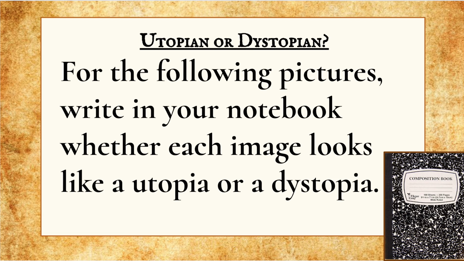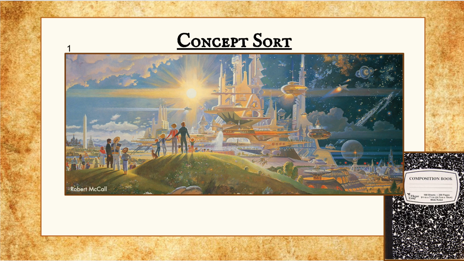So what we're going to do now is look at a series of pictures, and we want you to write in your notebook whether each picture that you see looks like something that you would think of as a utopia or whether it looks like a dystopia. Each picture is going to have a number on it, so write the number down and then write utopia or dystopia. Here's picture number one.